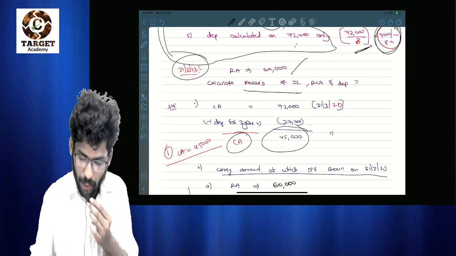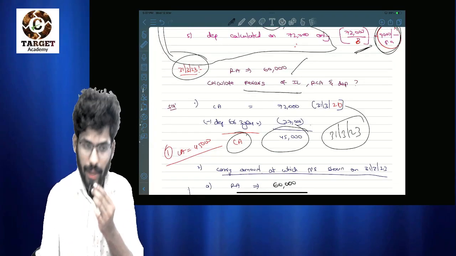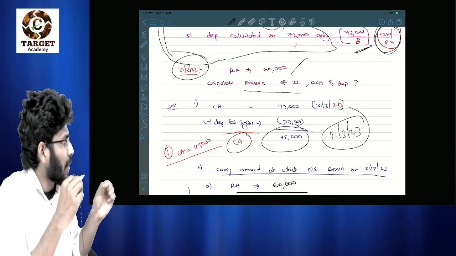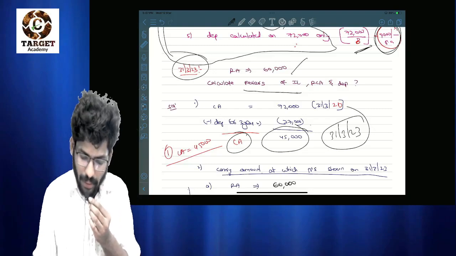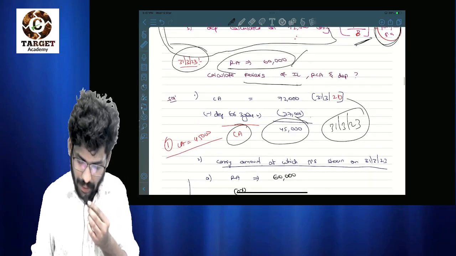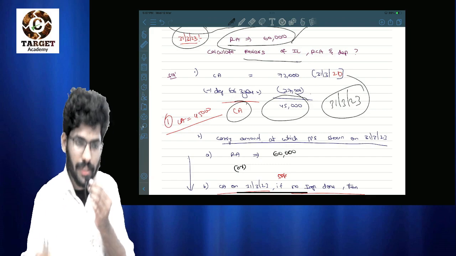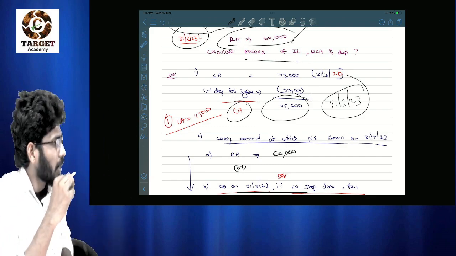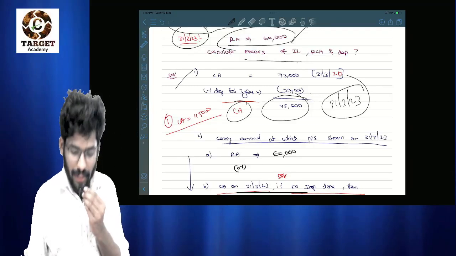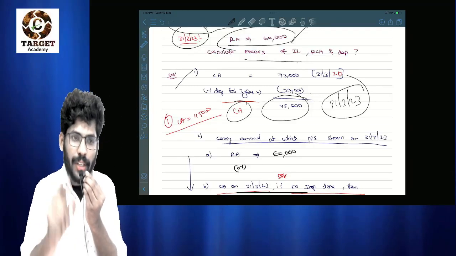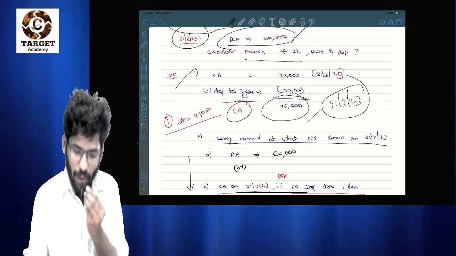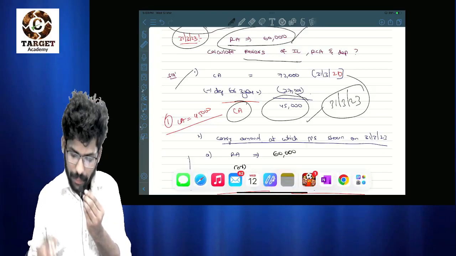45,000. This is the carrying amount on 31st March 23. On this date, we already have the recoverable amount given in the question. How much? 60,000. Correct or not? 60,000. Okay, so step number 1 is done. What is step number 1? Carrying amount of the asset on the date of reversal. How much? 45,000. Clear.